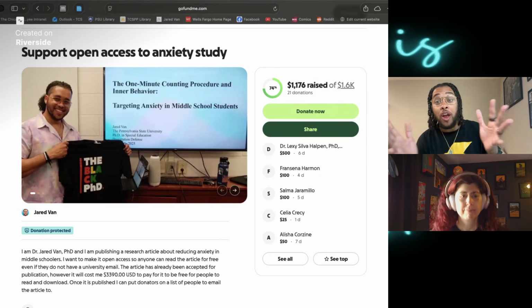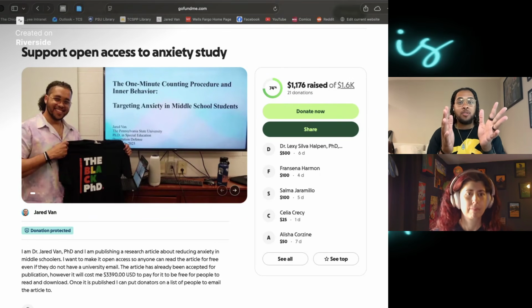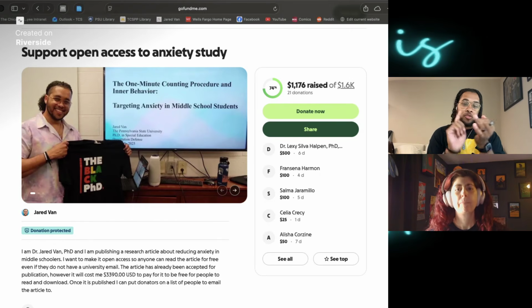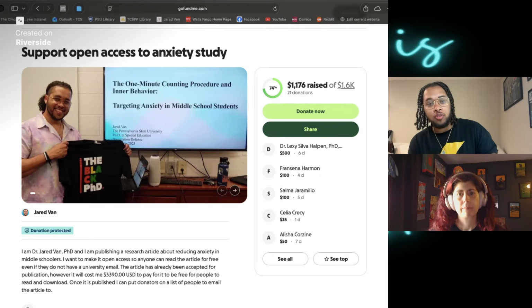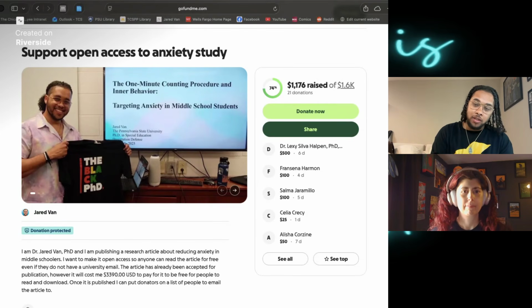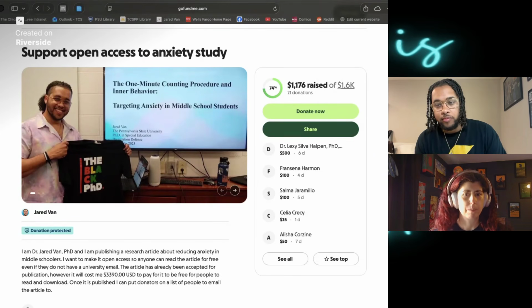And making it free for everybody to access makes it so that people that don't have university emails or the money to be able to pay for the article can be able to access it and be able to use it with students who actually need it. Right. No, this is wonderful.